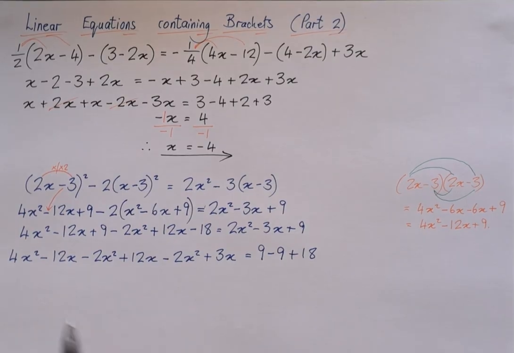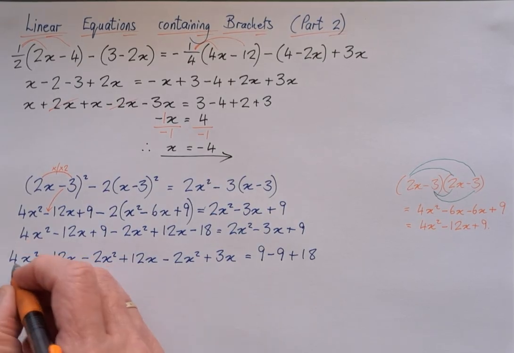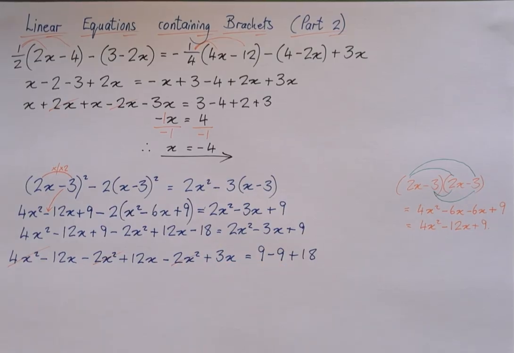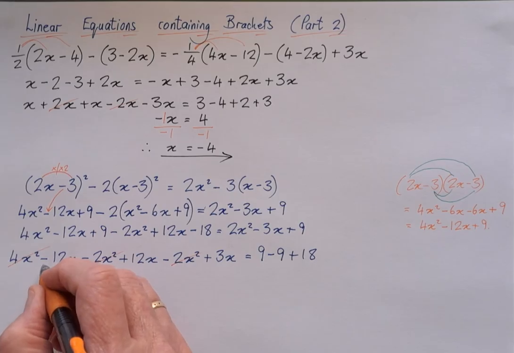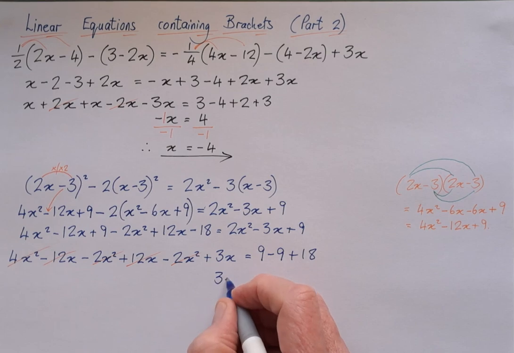Right, so let's see. I've got 4x squared minus 2x squared minus 2x squared. Well, 4 minus 2 is 2. 2 minus 2 is 0. So there go all my x squared. So it isn't a quadratic equation. I've got negative 12x plus 12x. They're inverse operations that come out to be 0. So all that I'm left with is 3x.